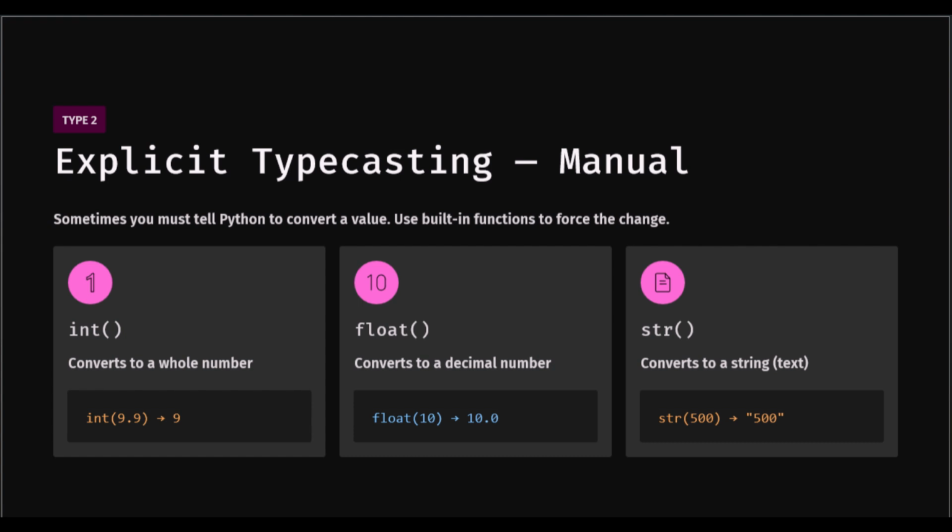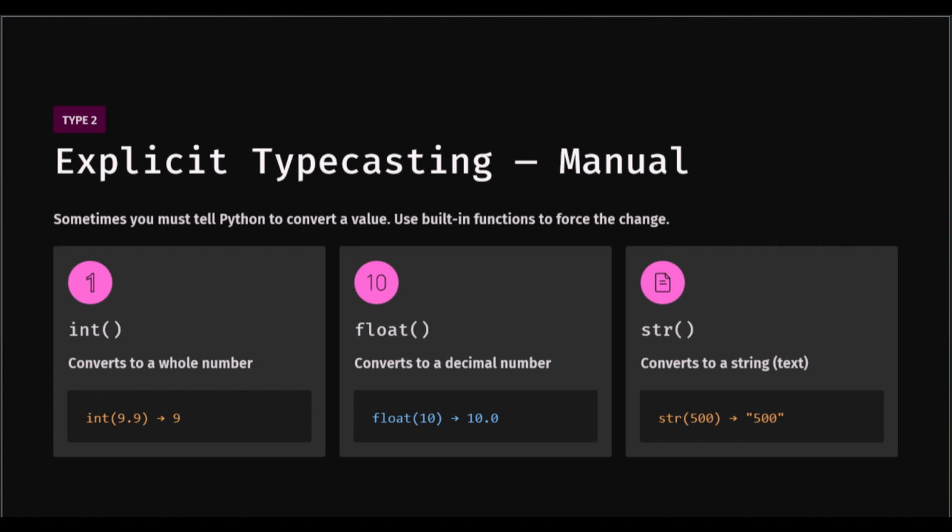First, we have the int function. This is used to convert a value into a whole number. A very important thing to notice here is that if you convert a float like 9.9 into an integer, it doesn't round it up to 10. It simply cuts off the decimal and gives you 9. Next, we have the float function.